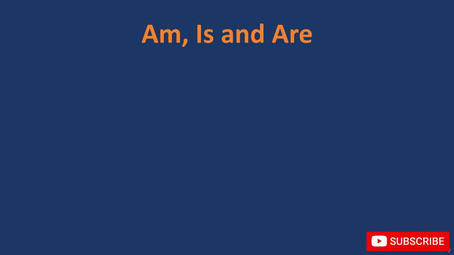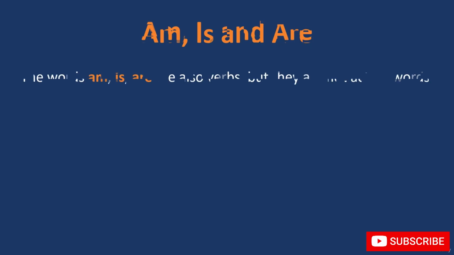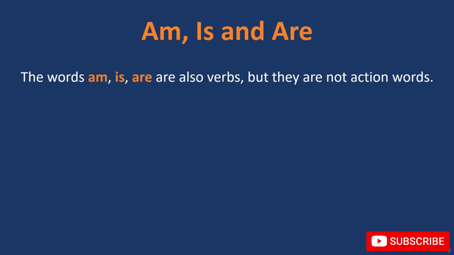Am, is, and are. The words am, is, and are are also verbs, but they are not action words. We spoke before about the action verbs. Am, is, and are are also verbs, but they are not action words because we can call them helping or auxiliary verbs. They can help other verbs.